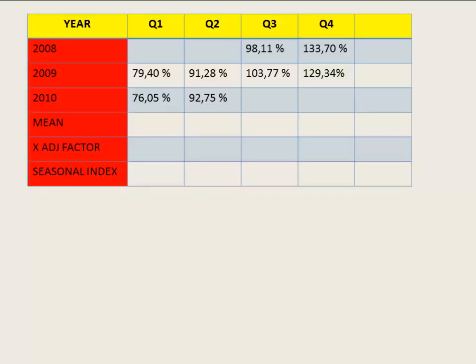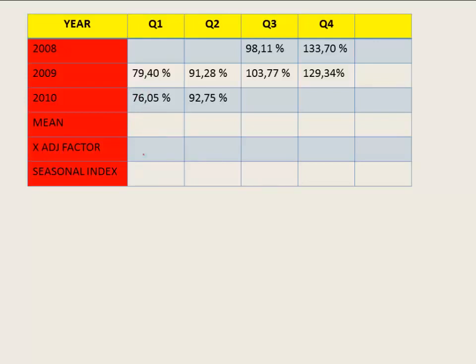Let's go back to what has been given, or what has been calculated and provided in this table. For quarter 1, I've got 2 values. Quarter 2, I've got 2 values. The mean. What does the mean mean? I like saying that. What does the mean mean? The mean is simply an average.